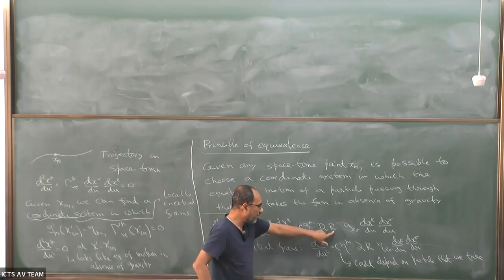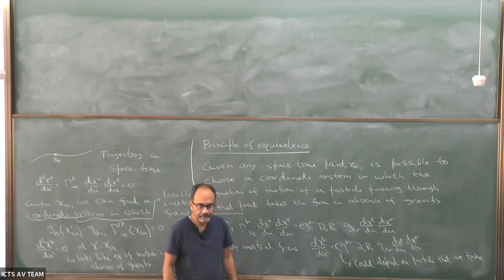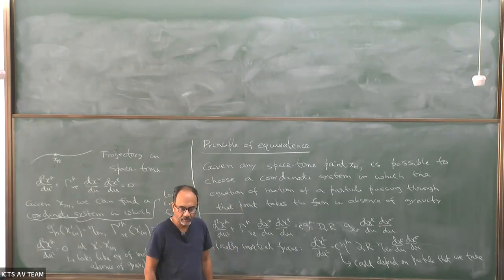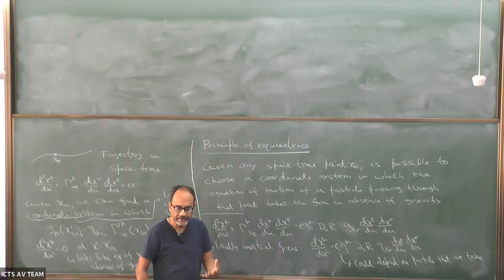Because R is the effect of gravity, right? Yeah, exactly. In the absence of gravity, R would have been 0. In the presence of gravity, R is there. The principle of equivalence tells us that those invariants don't appear in the equation of motion.